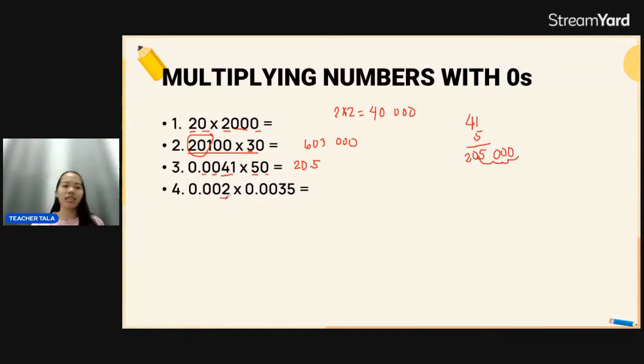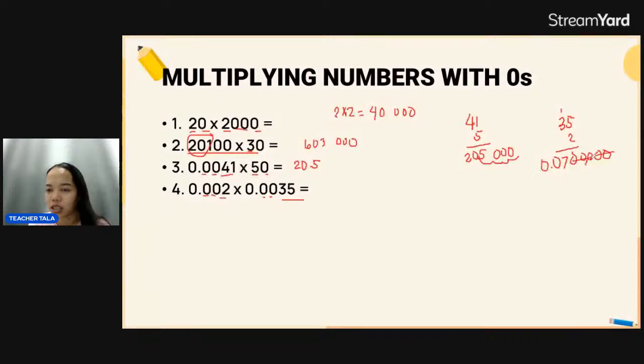Okay? Next, we have 2 times 35. So, unahin natin yung maraming digits. 20. Now, how many zeros? 1, 2, 3, 4. Pero decimal siya. How many decimal places? 1, 2, 3, 4, 5, 6. Mag-add tayo ng 0 para masatisfy natin yung 7 decimal places.